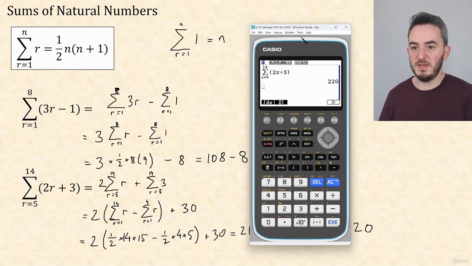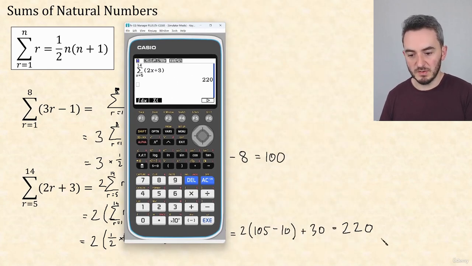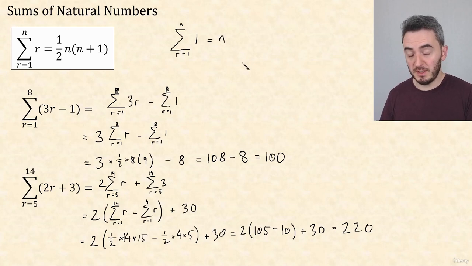And we've got 220. Good, that's what we got as well. So that's our strategy. Now, of course, it does feel a little bit over the top if you know about arithmetic series, because this arithmetic series here is quite easy.